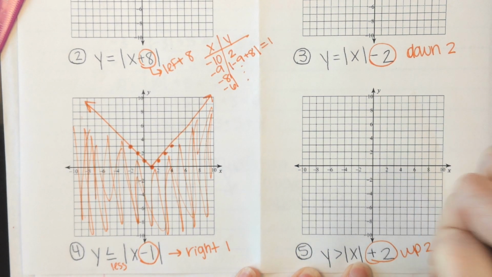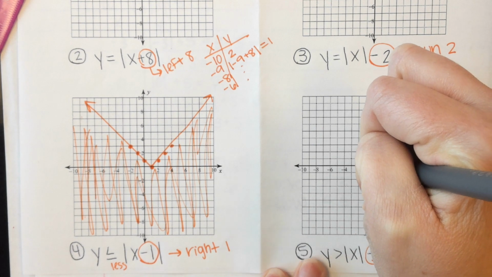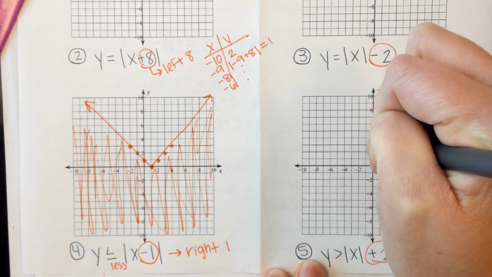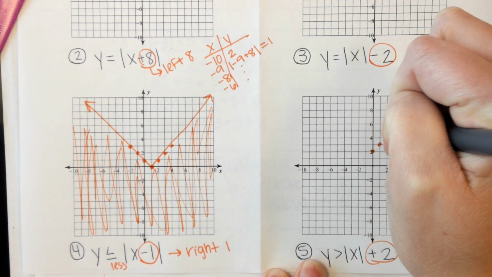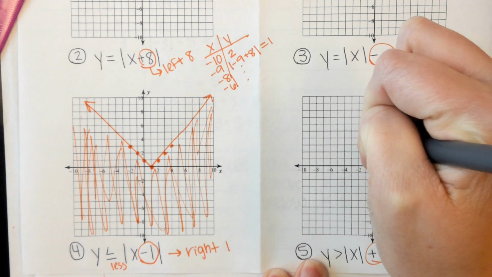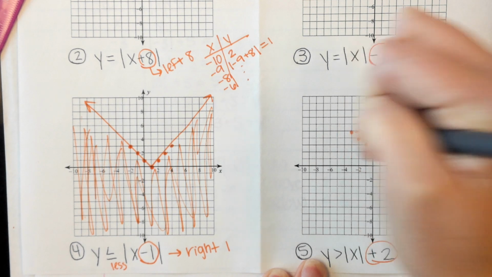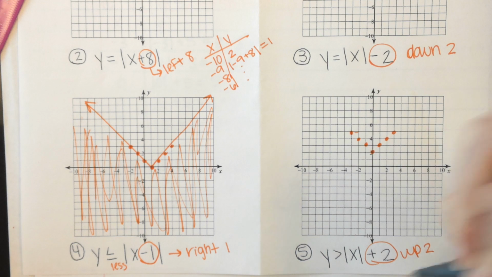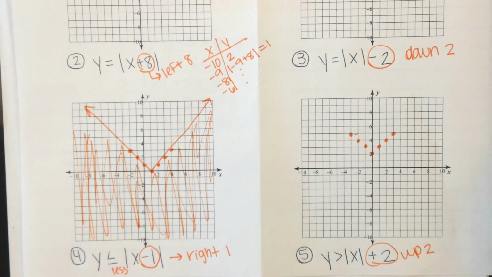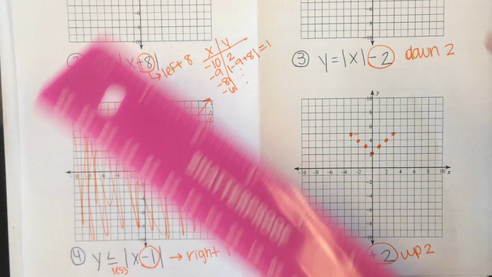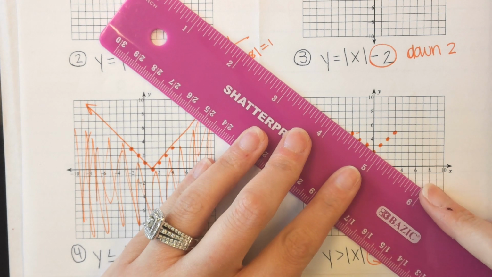Number 5, we have a plus 2 on the outside. That means we're going to move up 2. So instead of being in the middle, we're going to go up 2. Again, do your up 1 over 1 on both sides. And is it going to be solid or dashed? It's dashed this time, or dotted. You can do whichever one you want to.